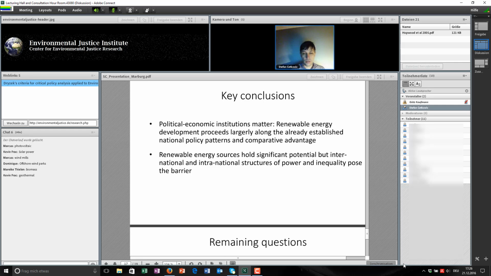And on the other hand, the conclusion is also that renewable energy sources hold considerable potential. I pointed out the element of involving citizens and decentralizing the energy system, but international structures of power inequality continue to pose a barrier to really utilizing the potential of renewable energy technologies for developing in a more sustainable way. So this is briefly what I wanted to present to you.